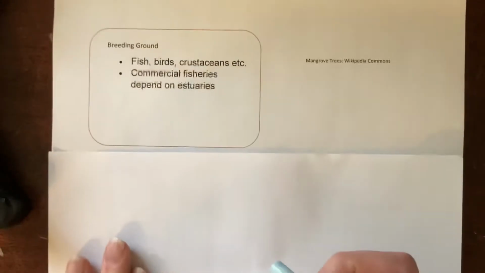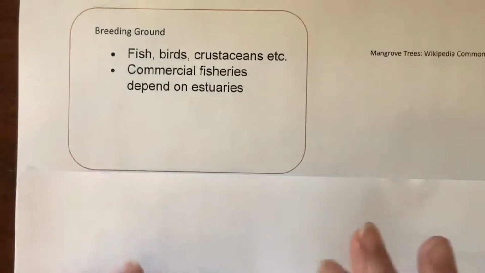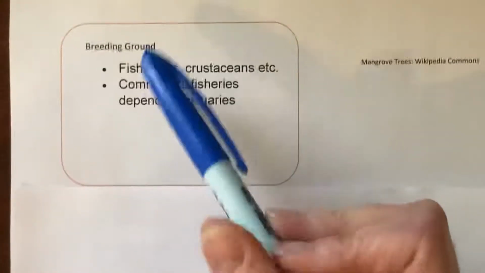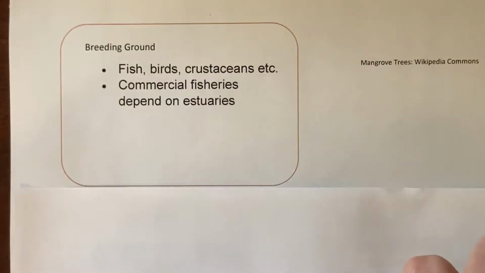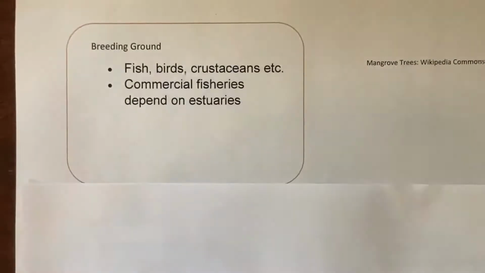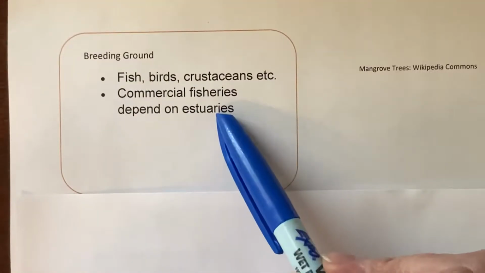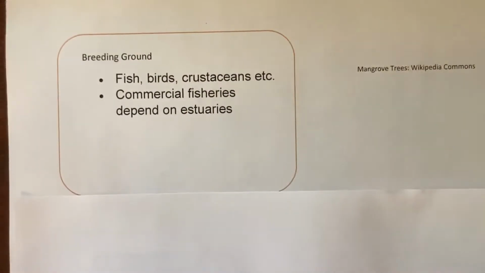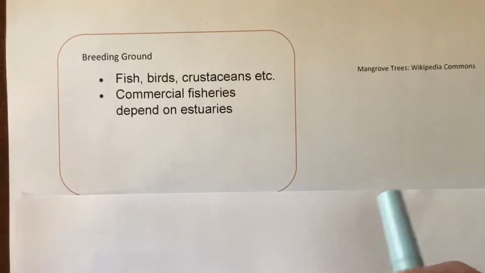So an estuary is an important breeding ground for all kinds of species: fish species, birds, crustaceans all use the protected area of an estuary for breeding. Commercial fisheries depend on them. So people that catch fish for a living, they know that those fish that they catch breed in the estuaries, and so they want to protect it.